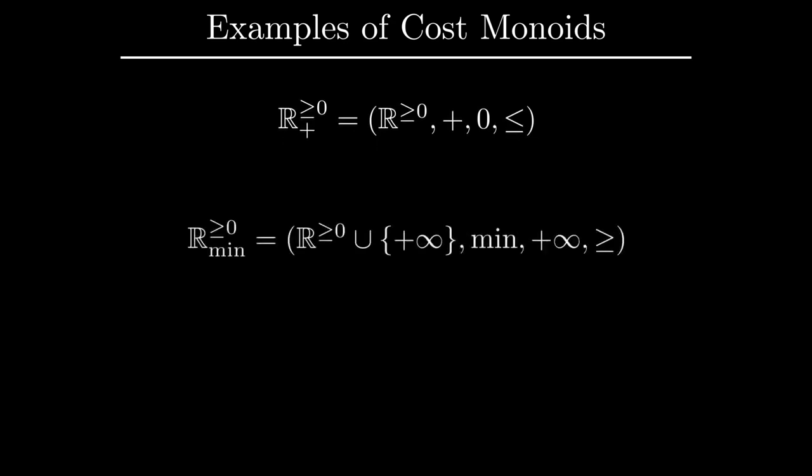We have already encountered two examples of cost monoids. The most familiar one is the non-negative reals with summation. This is the cost monoid that is used most often in motion planning.